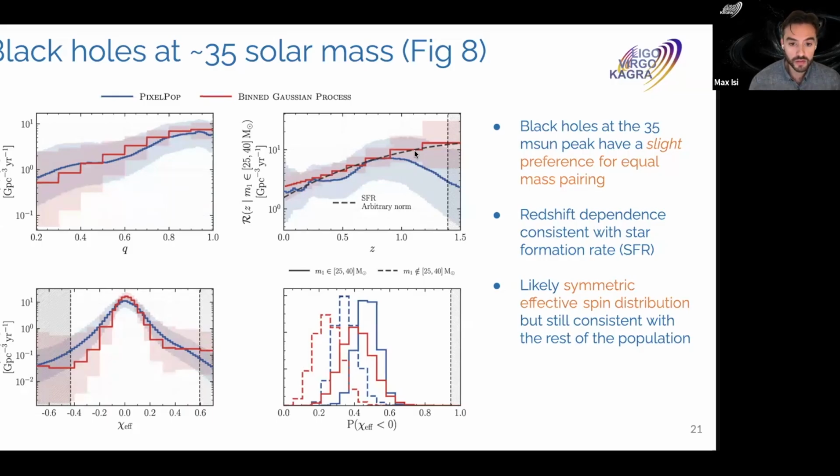Okay, I think this brings us to the end of the 35 solar mass feature. And so I'm happy to hand it off to Hui to move up in the mass spectrum.